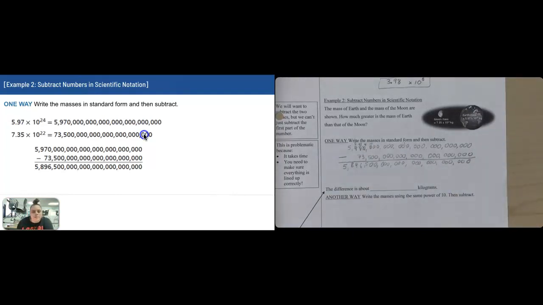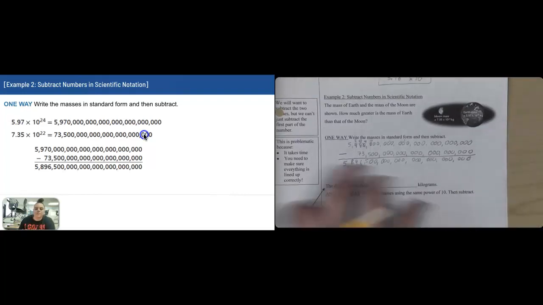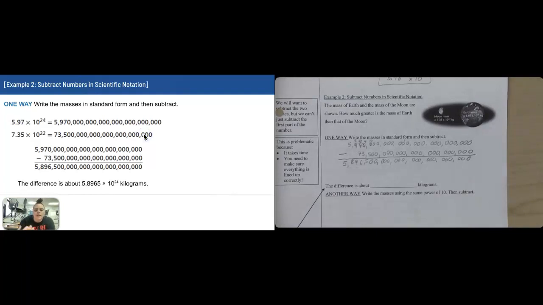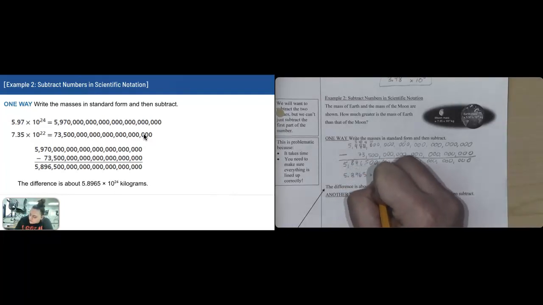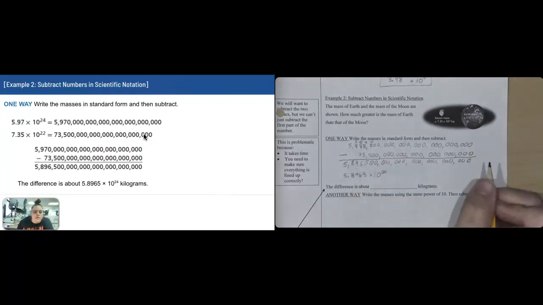There we go. I got the same answer as is on the screen. 5,896,500, and then a bunch of zeros. And we can rewrite that in scientific notation. We got 18 zeros, 19, 20, 21, 22, 23, 24 spots. So 5.8965 times 10 to the 24th.